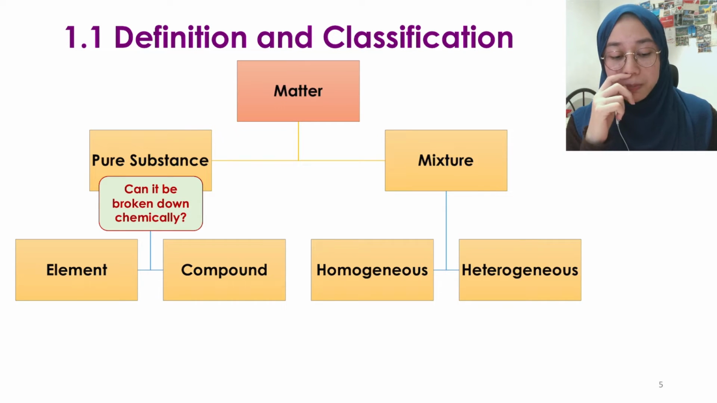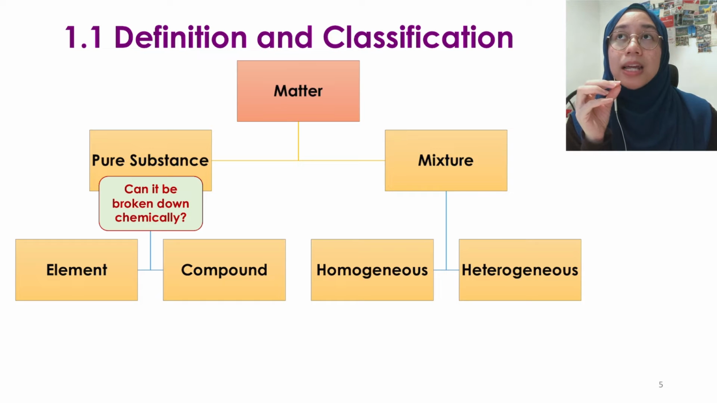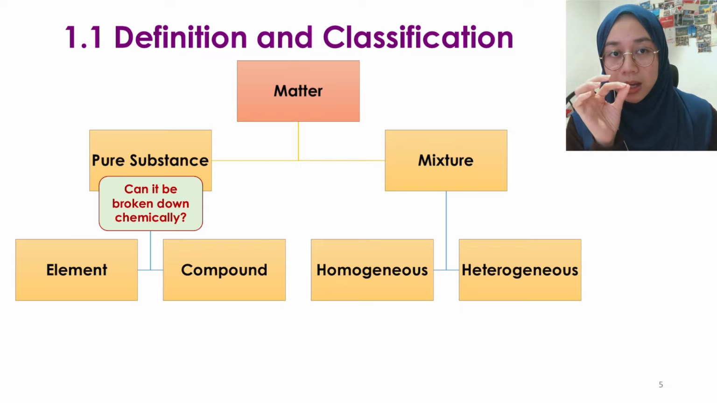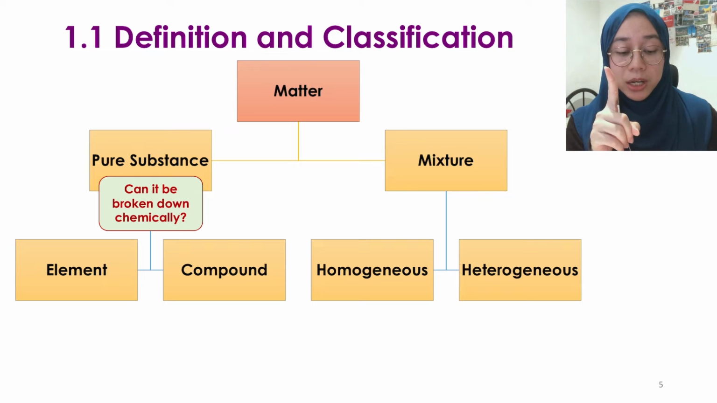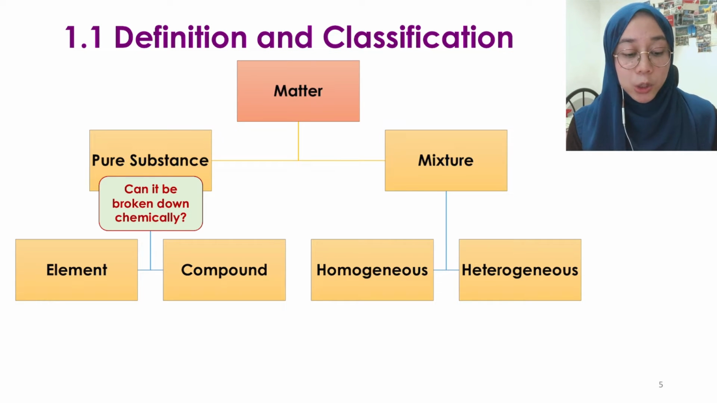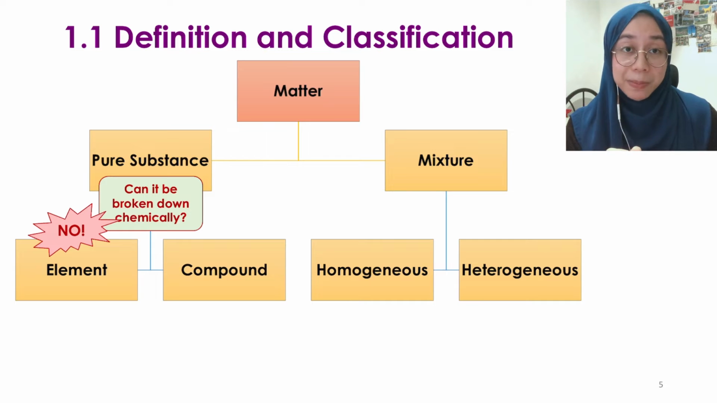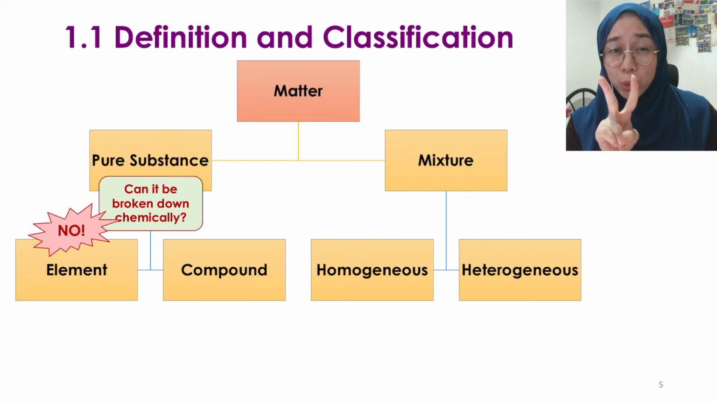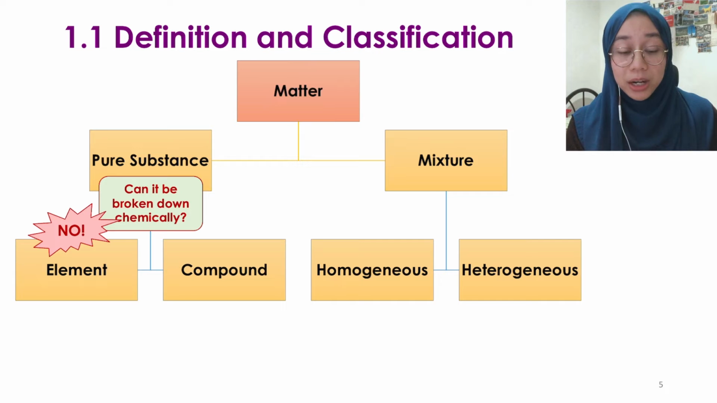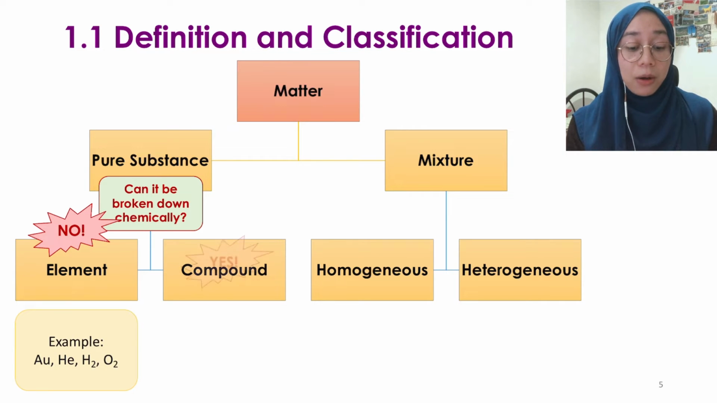Okay, instead of can it be broken down chemically, kamu boleh tanya diri kamu, how many kind of atoms are there in the pure substance? Okay, so if there's only one kind of atom dalam pure substance tersebut, so the answer to this question is no. Therefore, that will be element. However, if in the pure substance, it consists of at least two kind of atoms or more, okay, therefore it can be broken down chemically, so that will be a compound then.